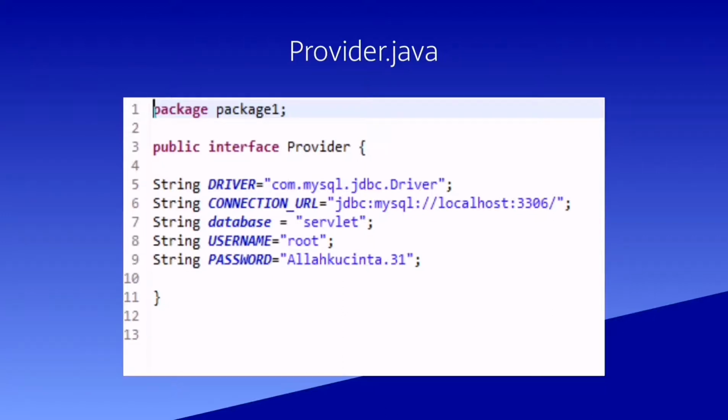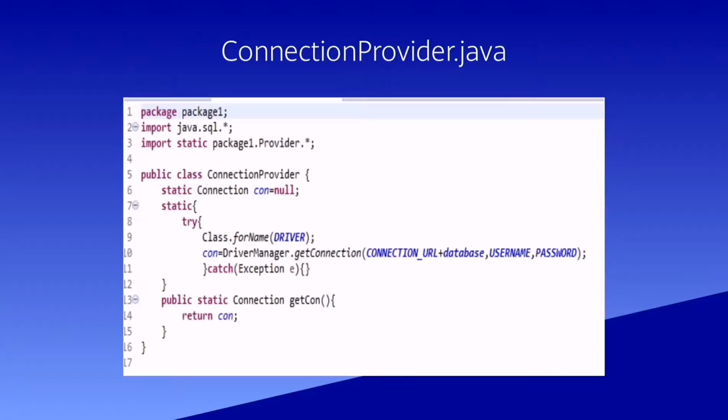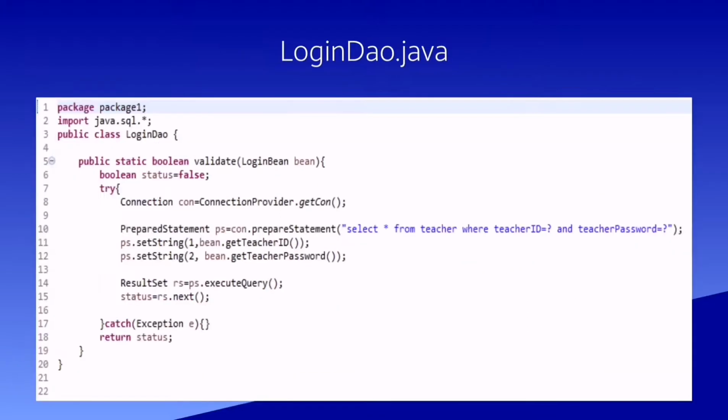Next, Provider.java. It is an interface that contains many constants like driver class, connection_URL, database, username, and also password. Next, ConnectionProvider.java. This is a class that is responsible to return the object of connection. And LoginDAO is a DAO class that verifies the teacher ID and also password. This is the query: select all from teacher where teacher ID and teacher password.